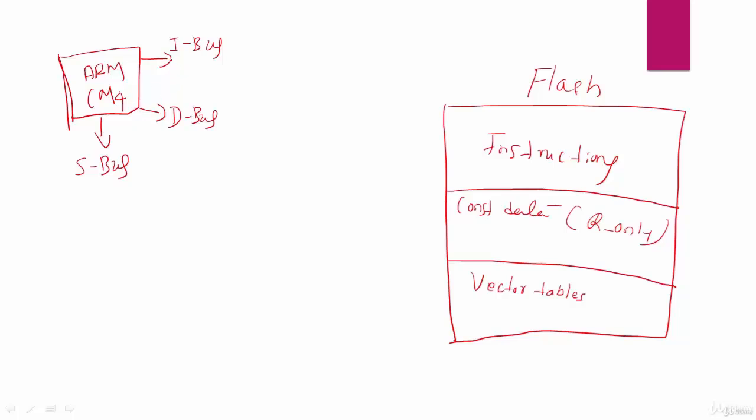So the processor will fetch the instruction on the I bus. That means the ARM will read the instructions from the flash memory over the instruction bus. That means your microcontroller manufacturer makes sure that the flash is actually connected to the I bus. And ARM uses the D bus in order to read the data which is stored in the flash. And ARM uses the S bus as a system bus that I will discuss later.